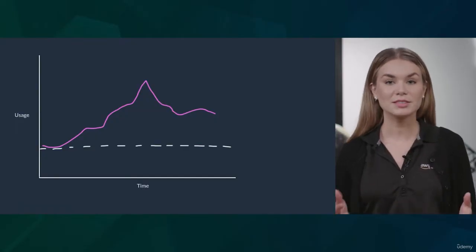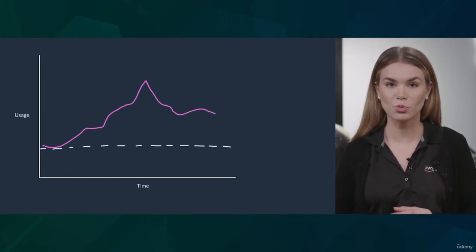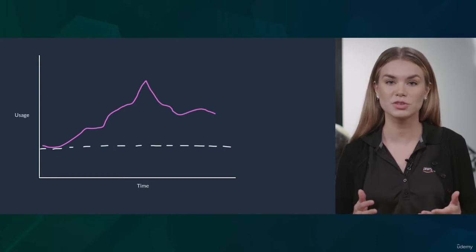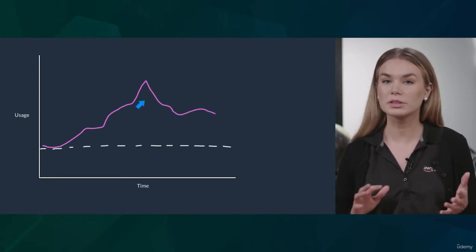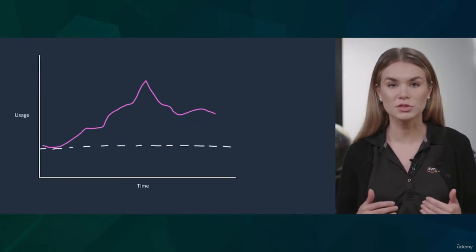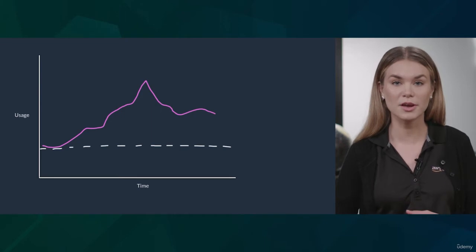Let's go over an example. Let's say you are trying to figure out which pricing model is best suited for a compute workload that is consistent in usage over time, with some spikes in usage throughout the day, but it never really falls below a certain level of usage. What pricing model would be the most cost-effective for this scenario?